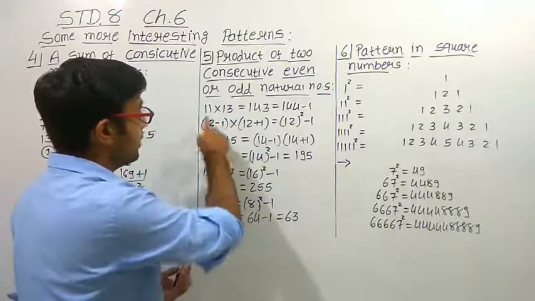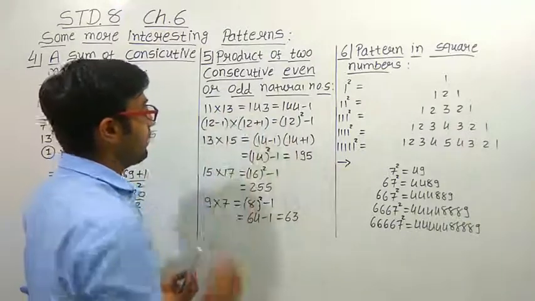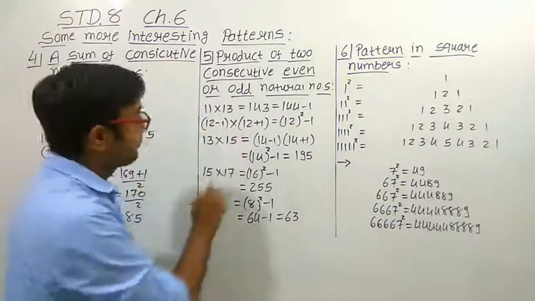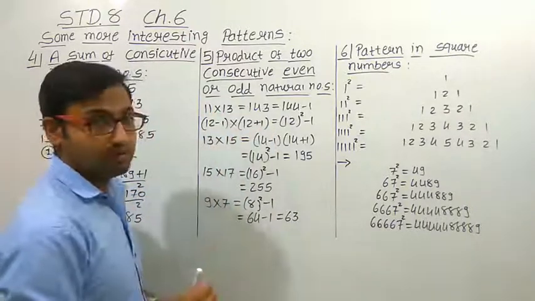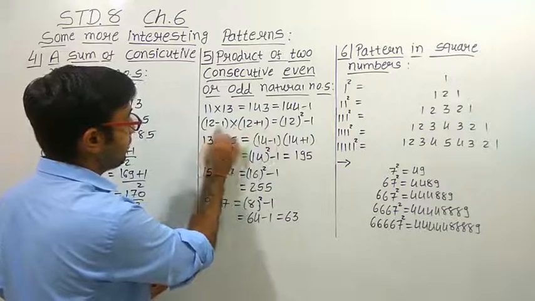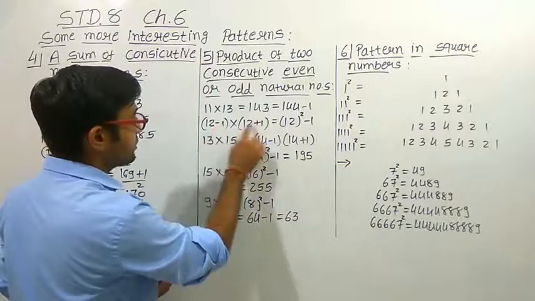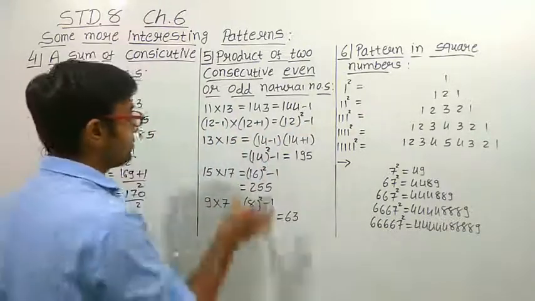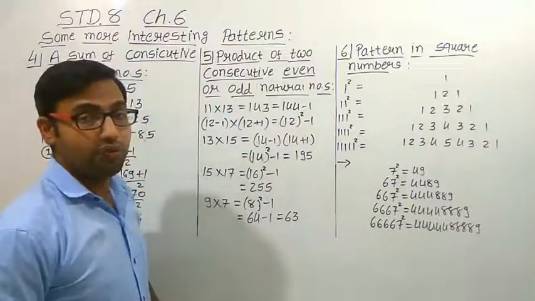You can see that it becomes a pattern. We can also write down 11 as 12 minus 1 and 13 as 12 plus 1, right? So 12 minus 1 and 12 plus 1 we can write down as 12 square minus 1 square, that is 1. So this is one kind of pattern.